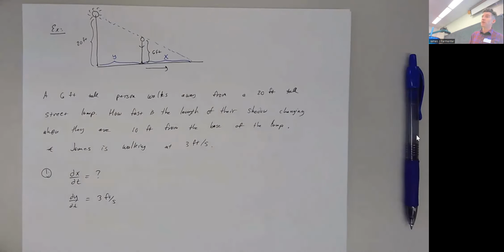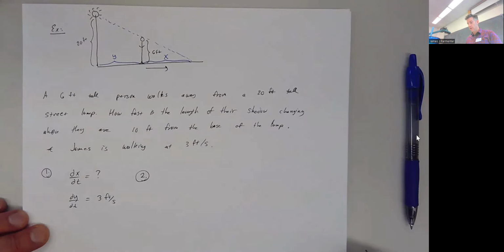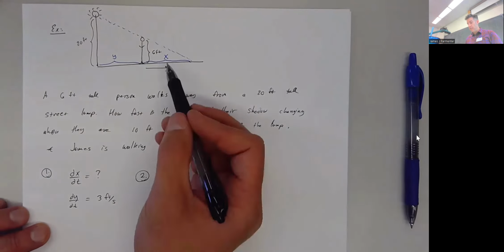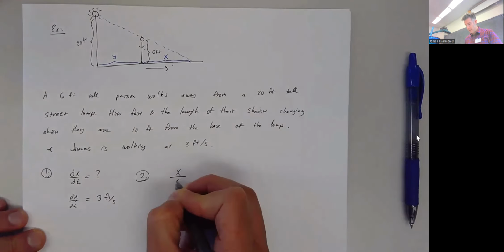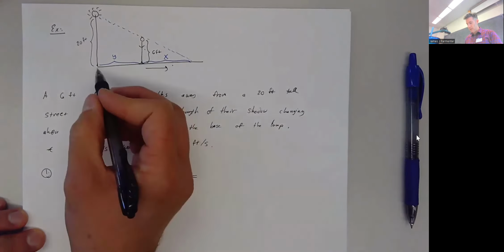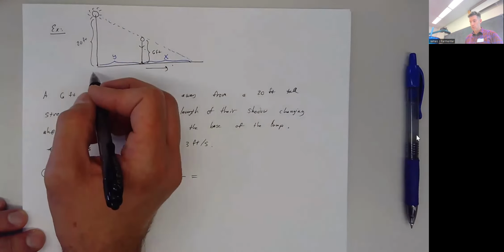And now we need an equation relating the variables of interest. So this is a similar triangle situation. This base in proportion to that height, so x over 6, is equal to this larger base, x plus y, in proportion to this larger height, 20.